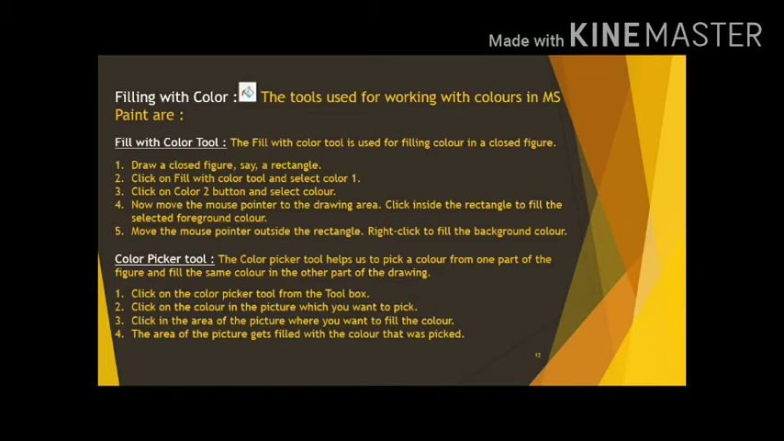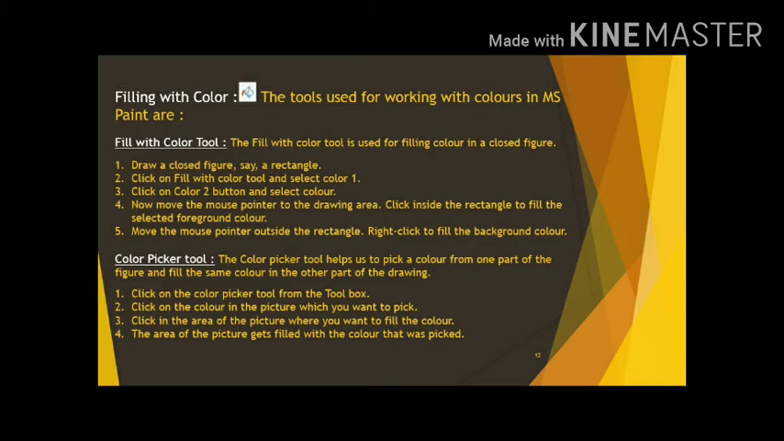Third, click on the color 2 button and select a color. Fourth, now move the mouse pointer to the drawing area. Click inside the rectangle to fill the selected foreground color. Fifth, move the mouse pointer outside the rectangle. Right click to fill the background color.